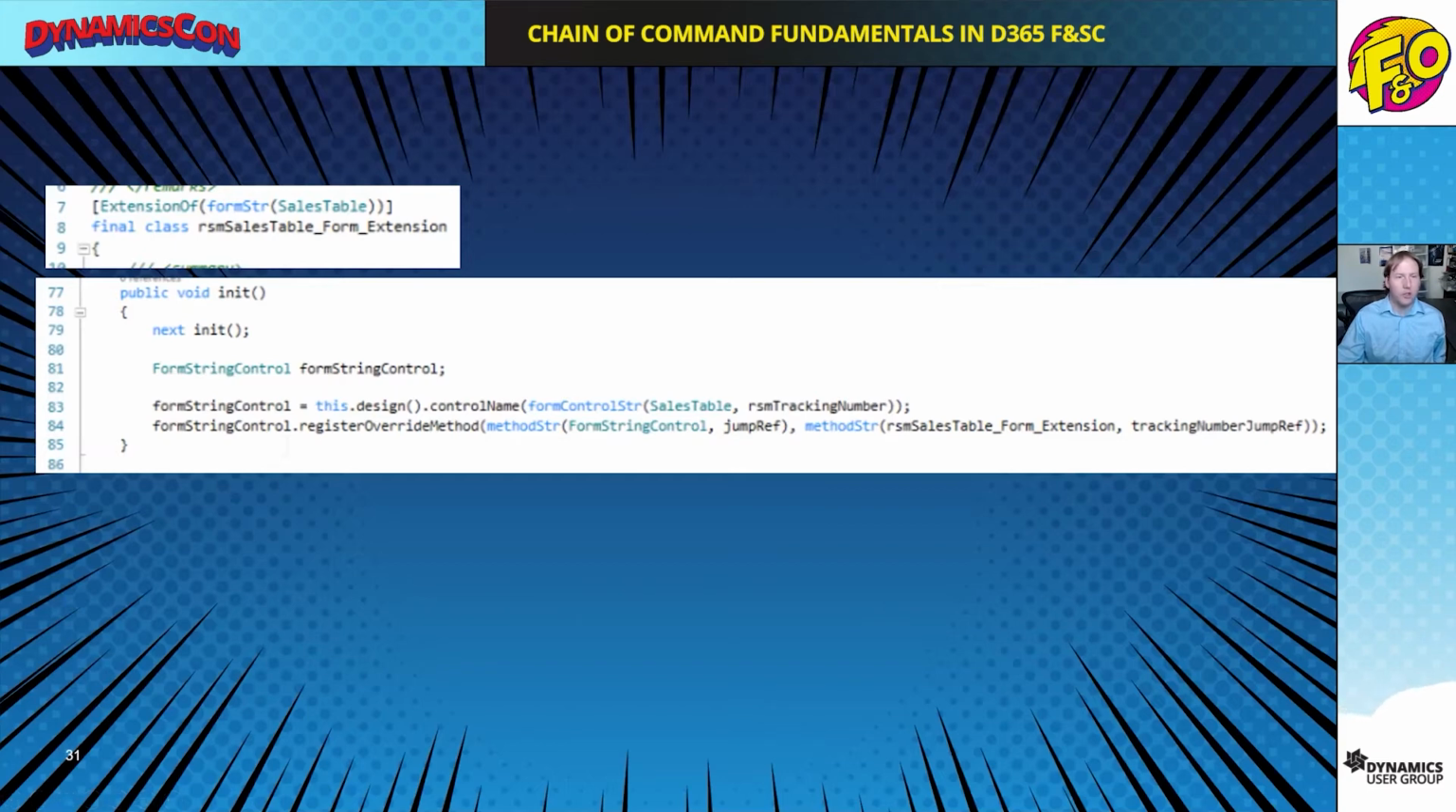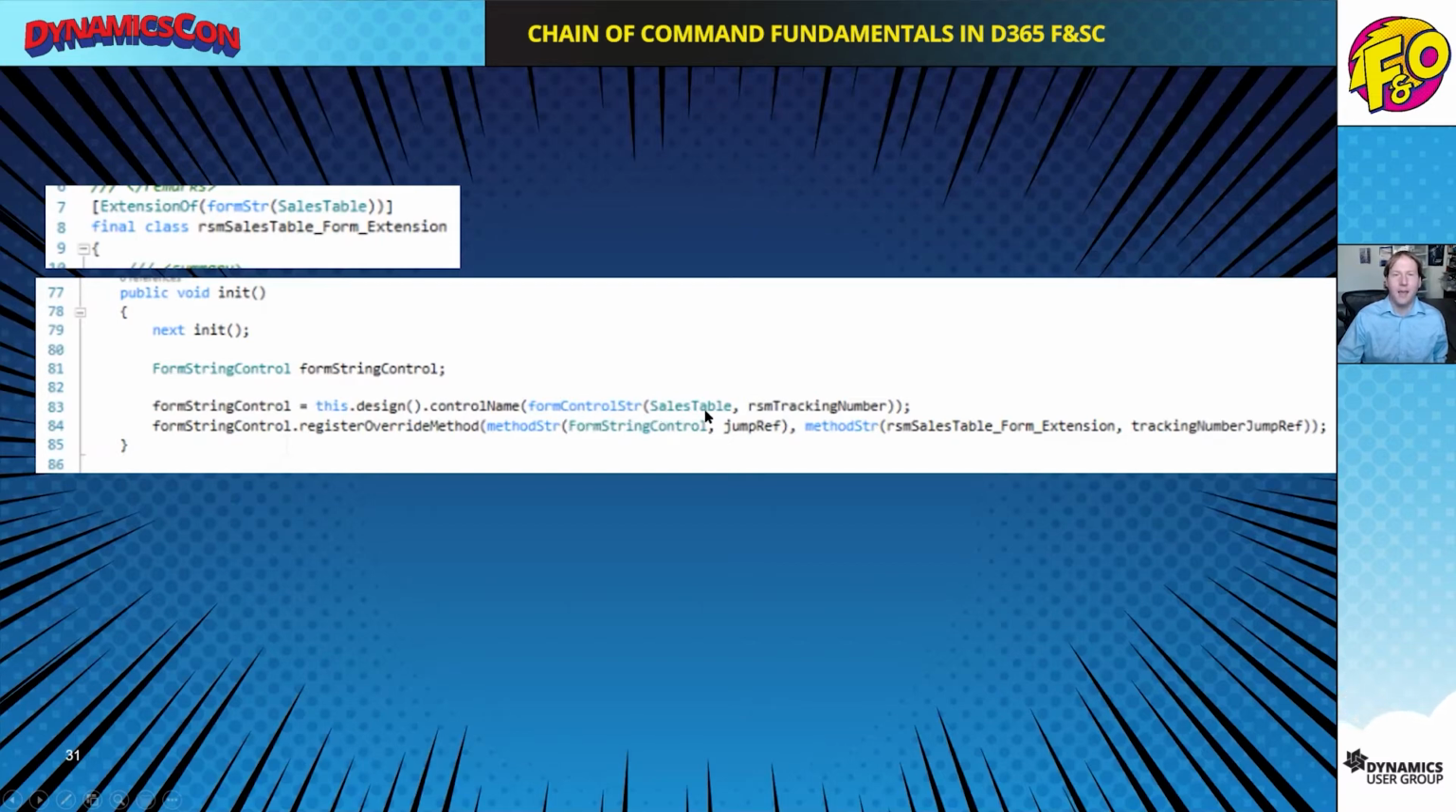method. Well, one of the tricks is, how do I get to a particular string control on a form? I'm going to show you a few examples and point you to some references, but that's where we're getting into advanced topics of chain of command. One of the things we can do is say this.design. That's going to give us the design of this entire form. We can then say control name, and we can pass in the name of our control. In this case, I want to use a method called form control string.